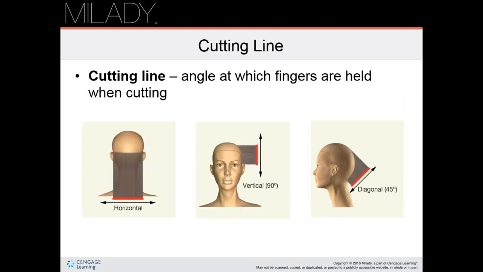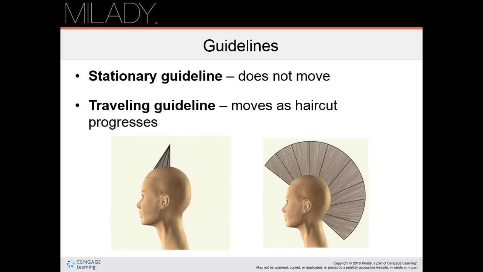The cutting line is where your fingers are. So wherever you're holding your fingers, that will be your cutting line. There are times we cut below our fingers, times we cut above our fingers. A guide is something we create. A guide determines how long that section of hair will be cut. Sometimes those guides are stationary. We create them and we bring everything else from that section to that same guide. Other times we take that guide and we travel to other sections.